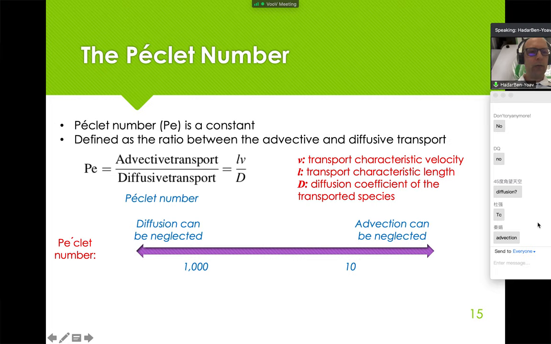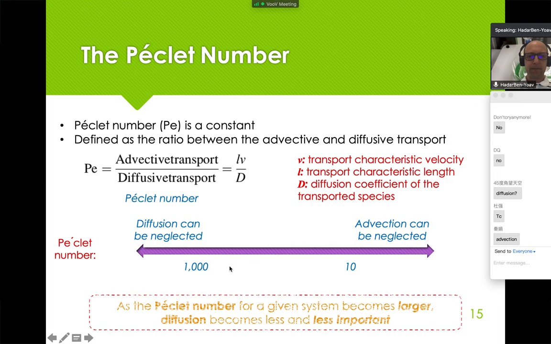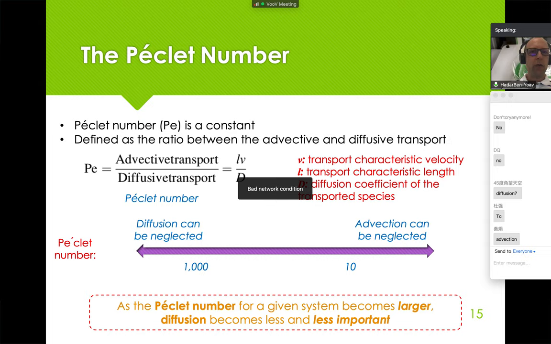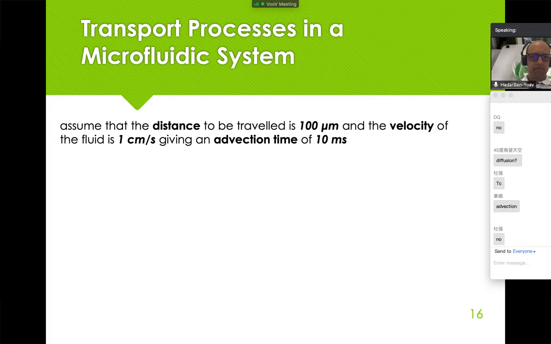So it's another way for you to calculate, by knowing the length, the velocity, and diffusion coefficient, whether in this kind of constrained dimensions flow you would have a more advective or diffusive transport. Do you have any questions about this slide? Okay. Thank you.